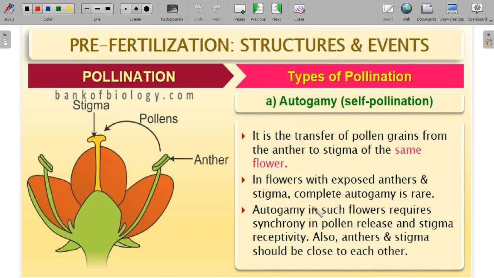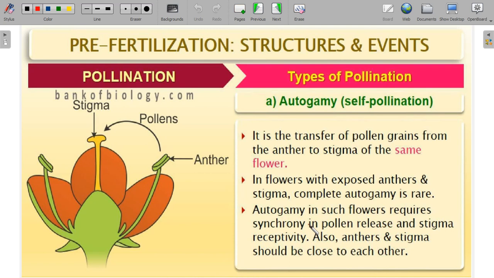If you want successful autogamy, there must be synchrony. That means the release of pollen grains at the two-celled or three-celled condition and the receptiveness of the stigma, because the stigma is the landing platform to receive the pollen grains. So when the pollen grains are released and land, the stigma must also be receptive.